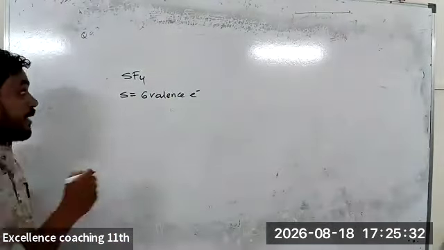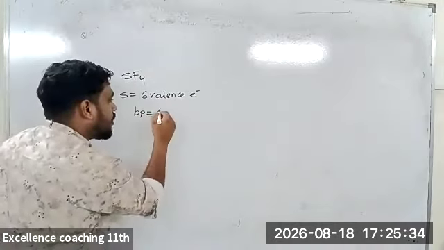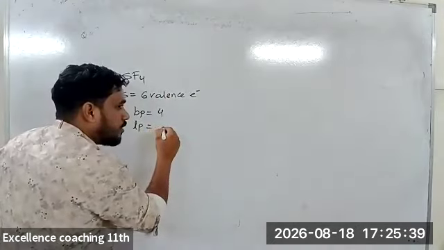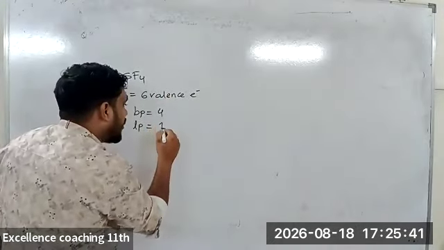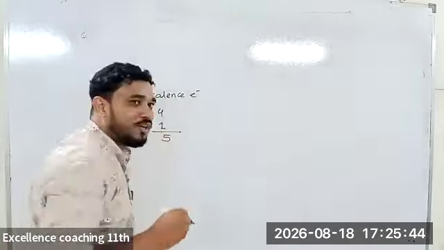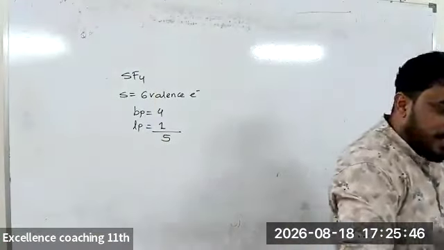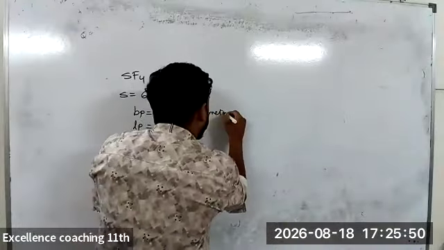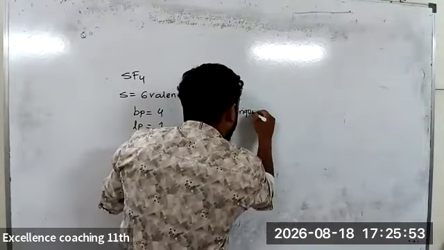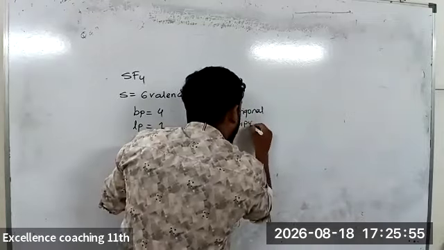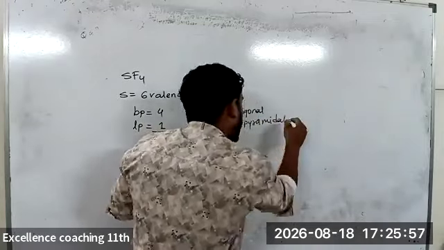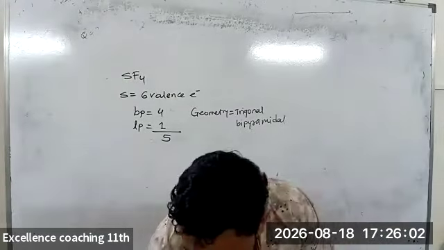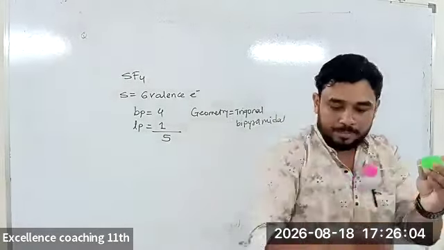Now what is the next thing? How many bond pairs do we have? Four. And how many lone pairs? One. So the total count is 5. What is my geometry? Trigonal bipyramidal.